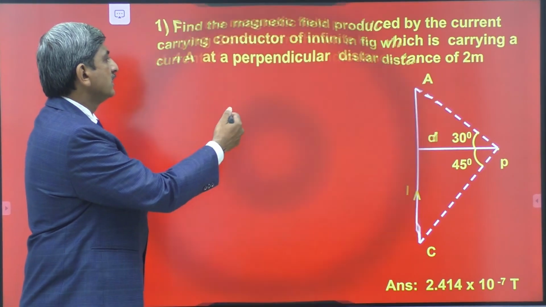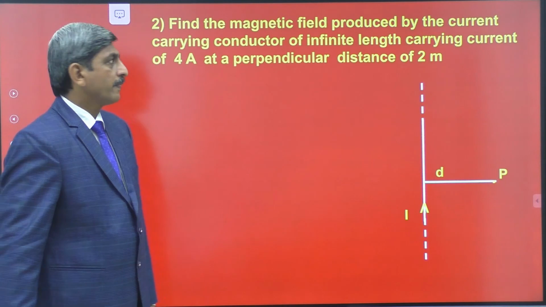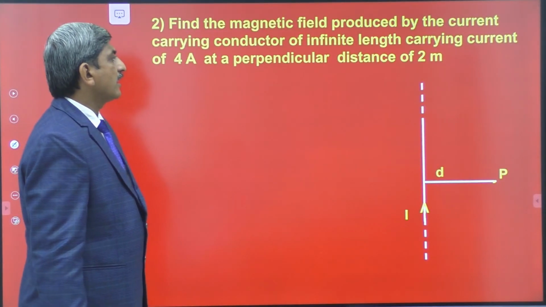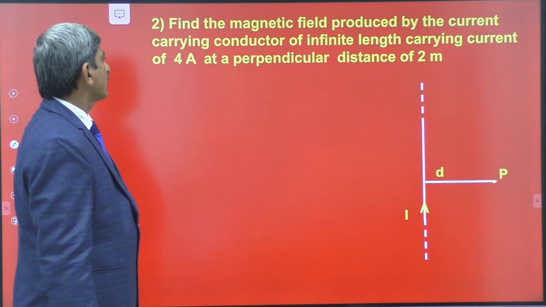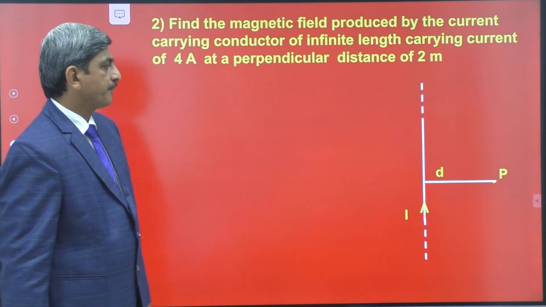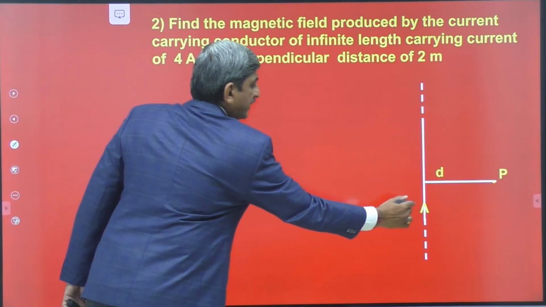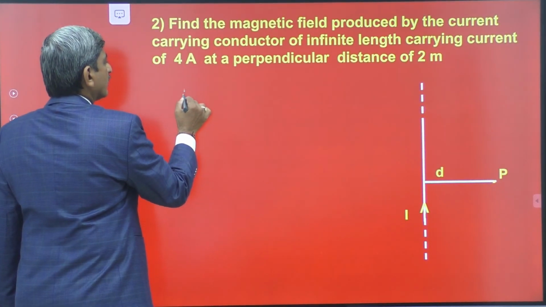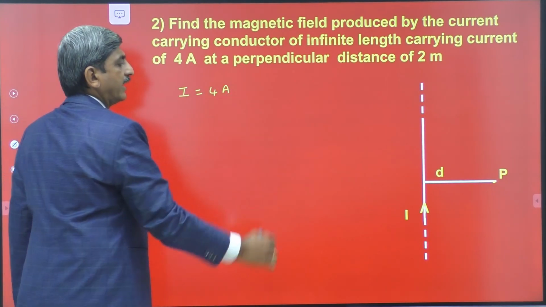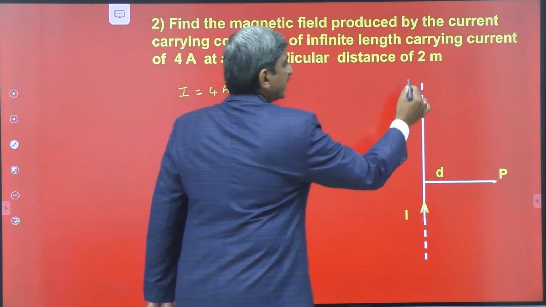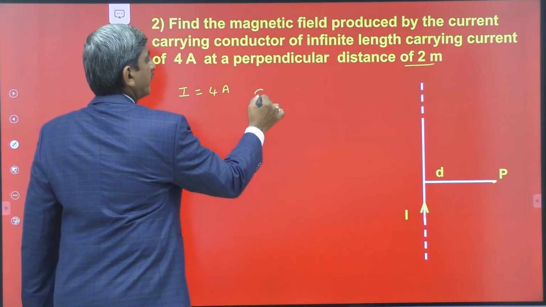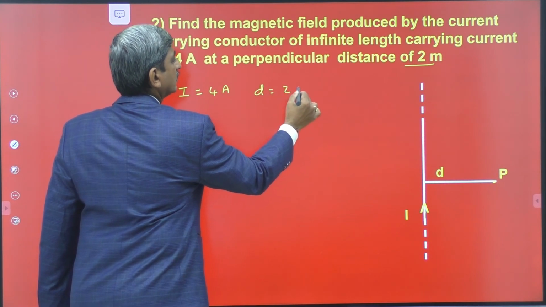Now come to the next problem. Find the magnetic field produced by the current carrying conductor of infinite length carrying current of 4 amperes at a perpendicular distance of 2 meters. Here also a wire is given which is carrying a current of I equal to 4 amperes. And we want to find out the magnetic induction at a distance of 2 meters. That's why the perpendicular distance D is equal to 2 meters.